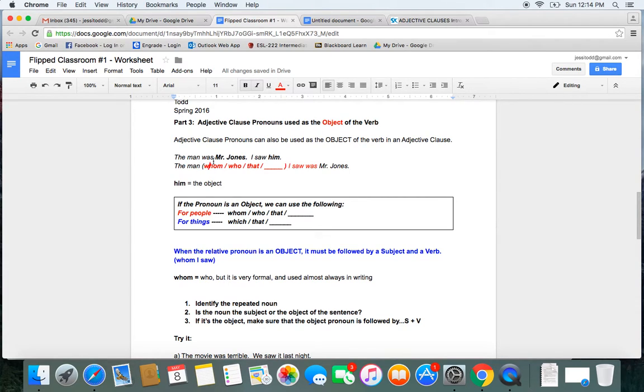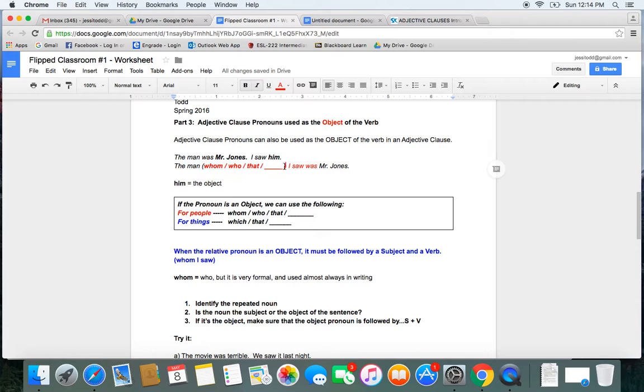And this is for a person because we're talking about the man, right, or Mr. Jones, okay? If we have a thing, we have different choices for relative pronouns. We can use which, that, or we can use nothing, okay? A really important point about our relative pronouns that are used as the object is what comes after the relative pronoun. If we look down here in blue, it says when the relative pronoun is an object, it must be followed by a subject and a verb, okay?